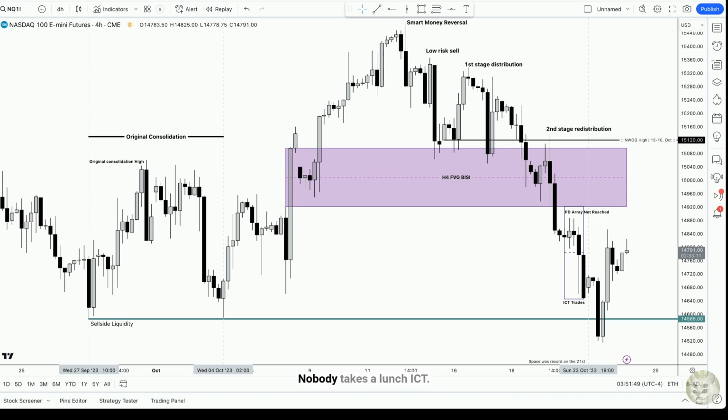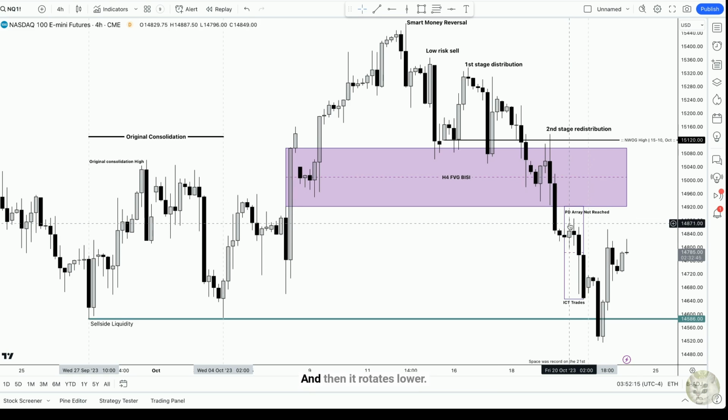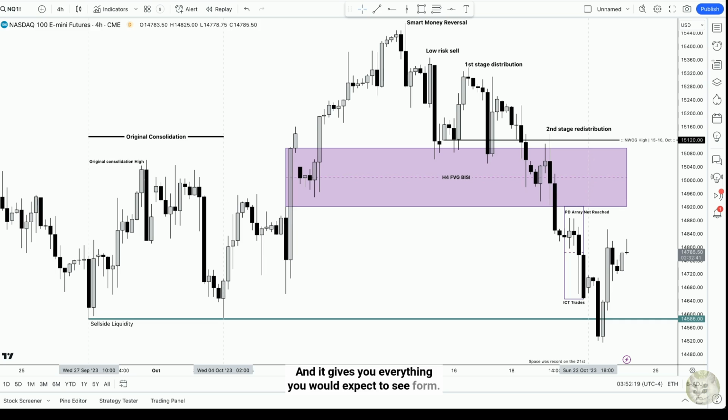But there's no lunch. Nobody takes a lunch, ICT. The markets are run on this idea. It's all controlled. There's a time and schedule for all these things to occur. And when that market was rallying in the afternoon, after lunch yesterday, it trades up into a breaker. That was the draw for it. And then it rotates lower.